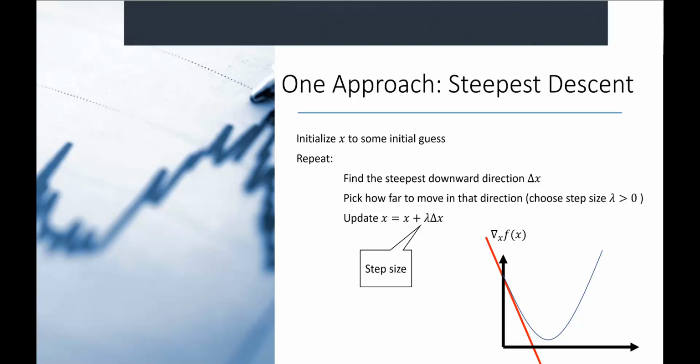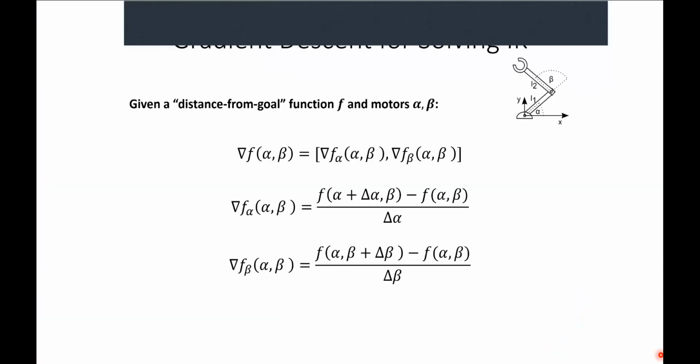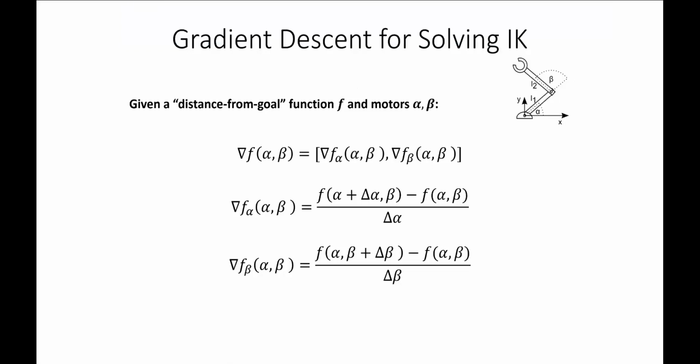Cool. So let's work through an example of this. Gradient descent for solving inverse kinematics, and we're going to do it on this 2-link robot arm that we've been talking about. After this, we're going to move on to our mobile robot. The things that we're going to assume: we have a distance from goal function f and motors alpha and beta, and so our distance function is going to be parameterized by our alpha and our beta.